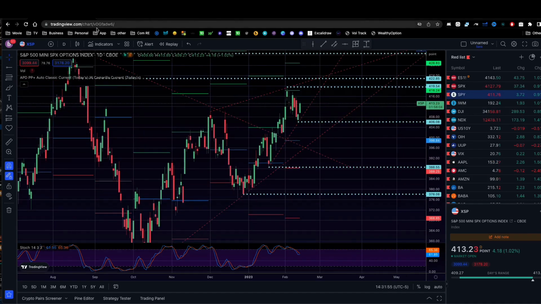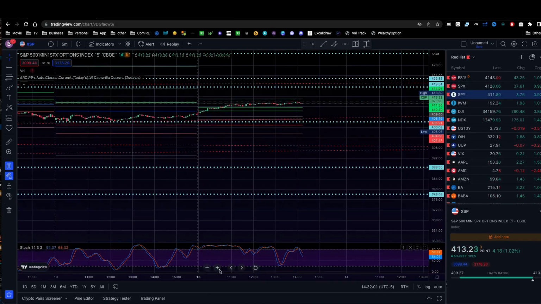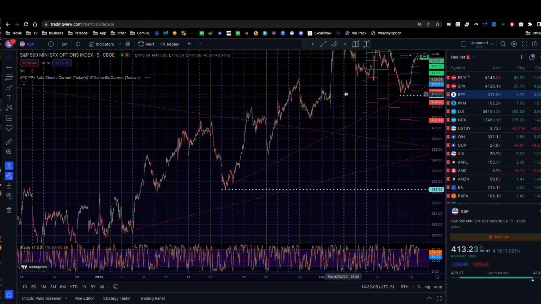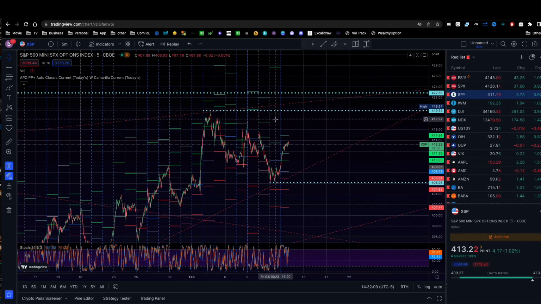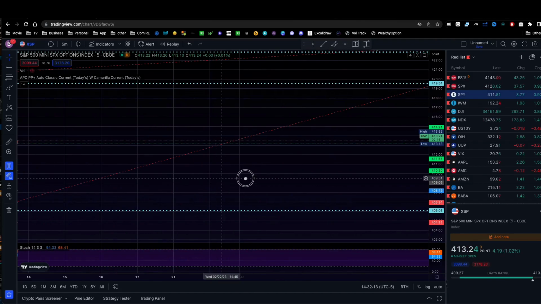So I'm actually going to zoom in to the 5 minute. And with that in context, we're going to kind of see where we are, where we might be going, and some key levels to look out for. So now that we're zoomed in, we've got a couple of more levels that we can look at here.